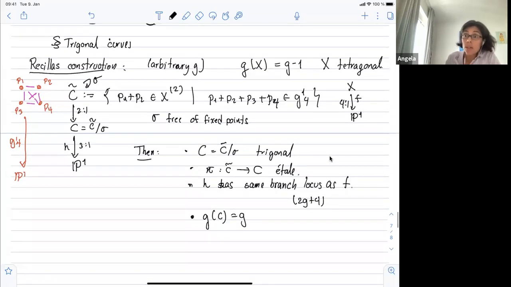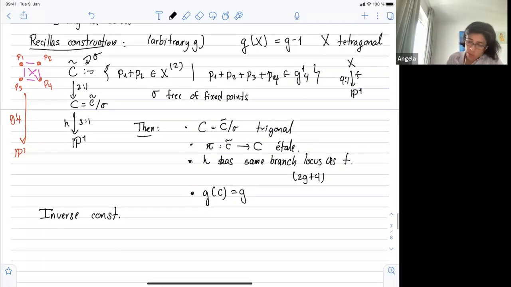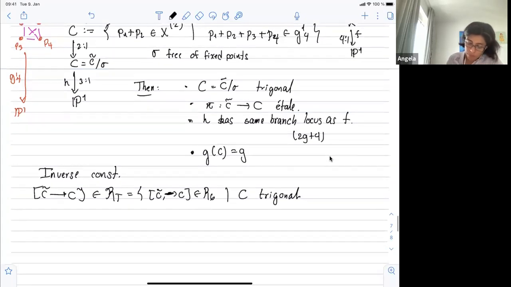Mm-hmm. And this tetragonal construction has an inverse construction. So now you consider a double covering C tilde to C in the trigonal locus, such that C is trigonal. So C is trigonal, so it has a map 3 to 1 to P1. So I like to give this diagram. You have a G13, and this G13, of course, is isomorphic to P1. And as a G13, you can embed it in the third symmetric product of C. Just take 3 points on the fiber.